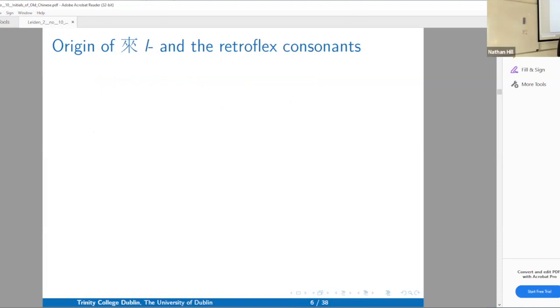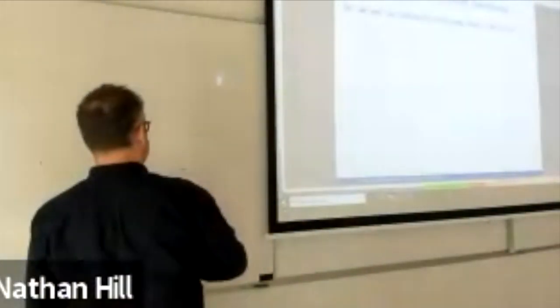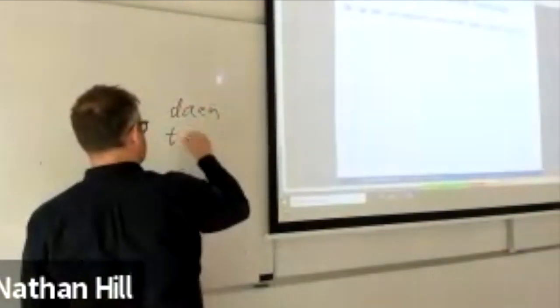All right, and then looking at laterals and retroflex consonants. These two vowels, which we can call a and another, only occur in division two, which you can understand as meaning rank two for now, and only occur with dental initials. So maybe I'll write this down: we have things like this in the chain, and we have things like this.